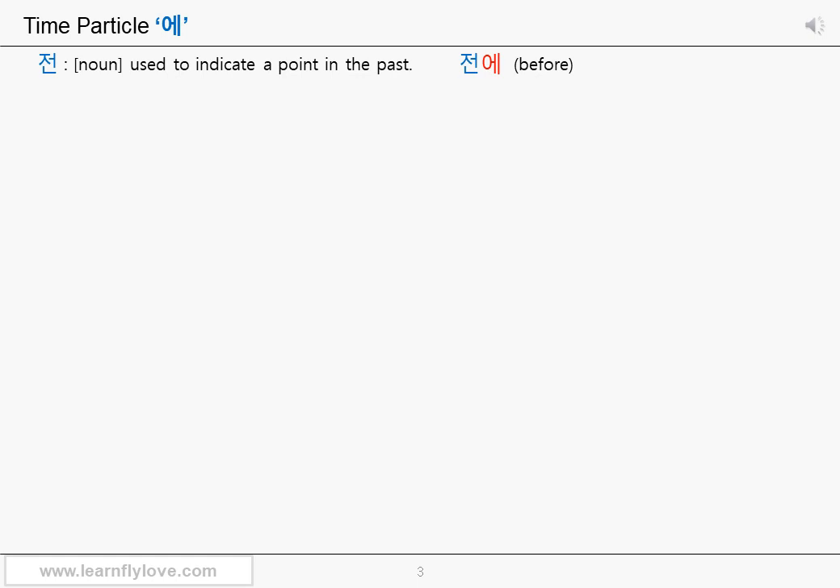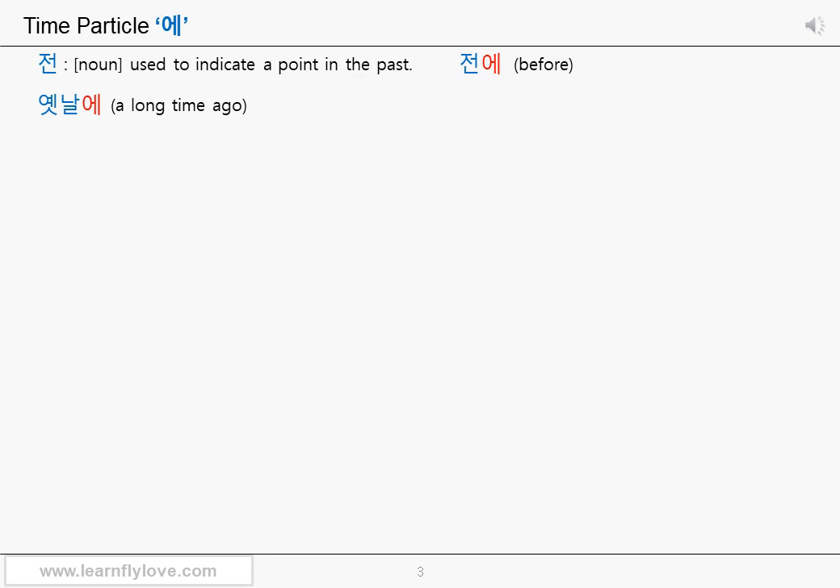Yes, 에 is one of the case particles. If I don't say otherwise, or if I don't say this particle has a certain meaning or nuance, then it will always be one of the case particles. Let's see a bunch of examples together.